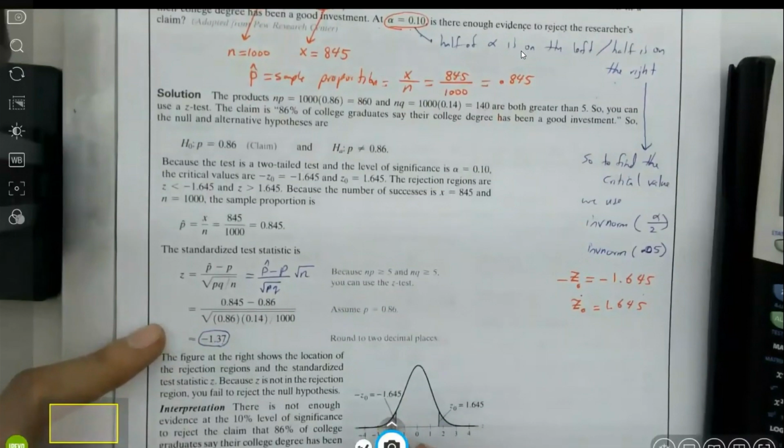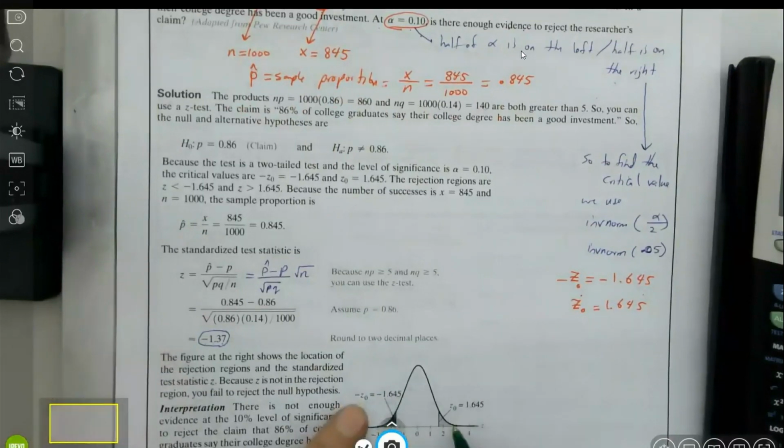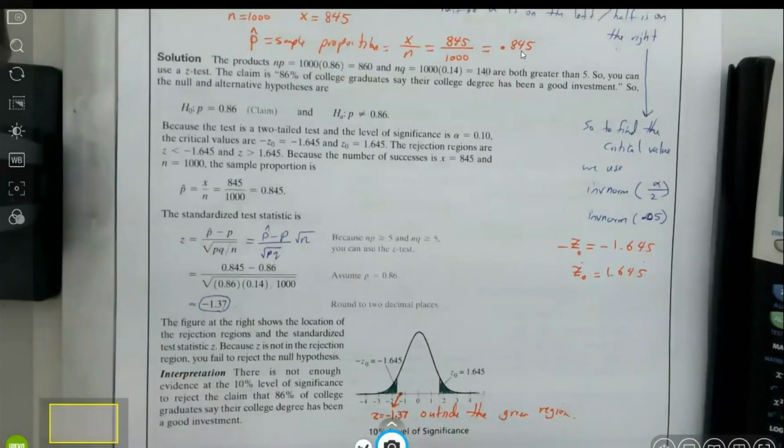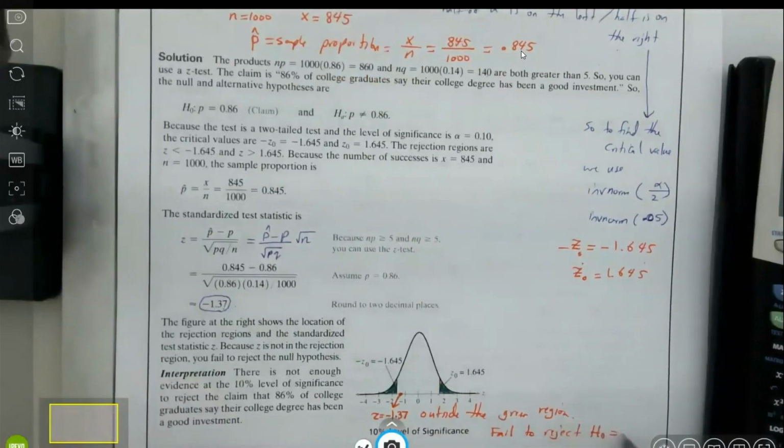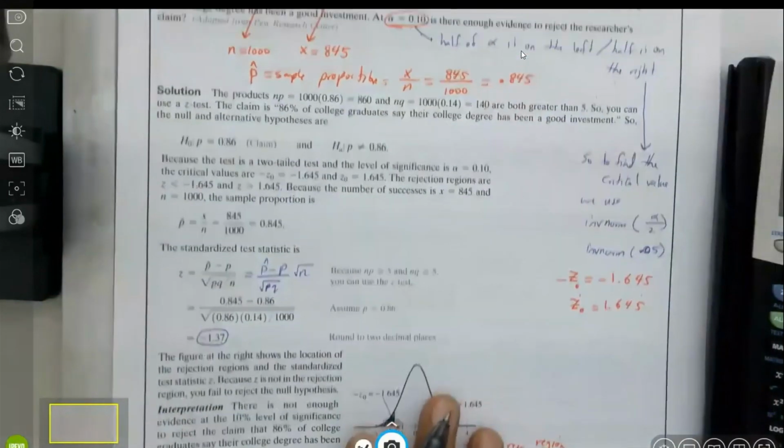Our rejection region is divided into two pieces, negative 1.645 and positive 1.645. These are the critical values. Negative 1.37, it's outside the rejection region. Outside the green region. What's the meaning of that? It means that we fail to reject the null hypothesis, or we fail to reject the claim.